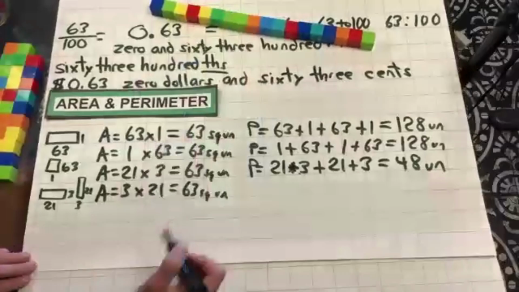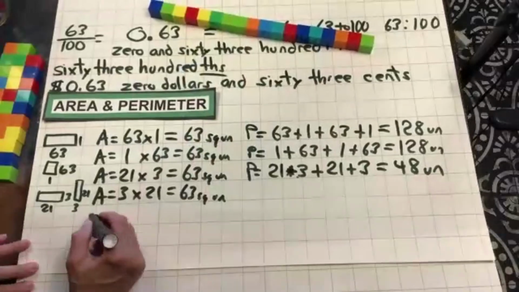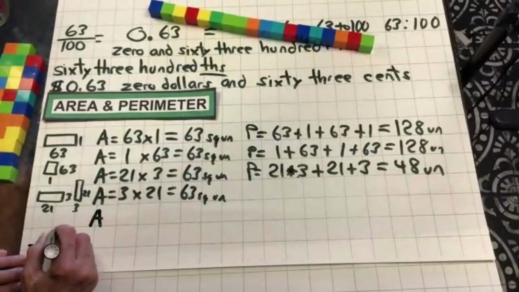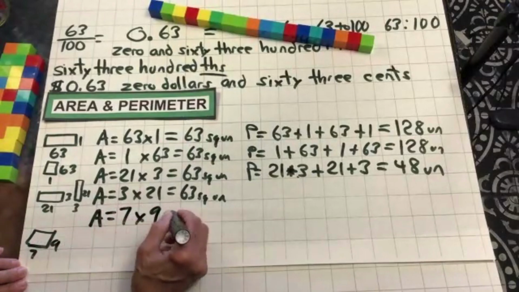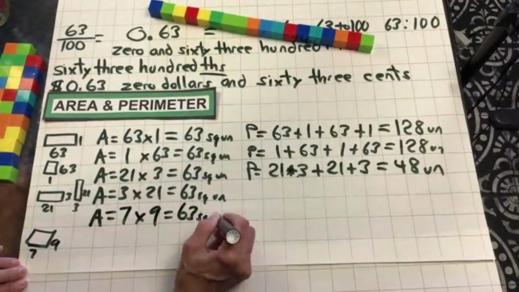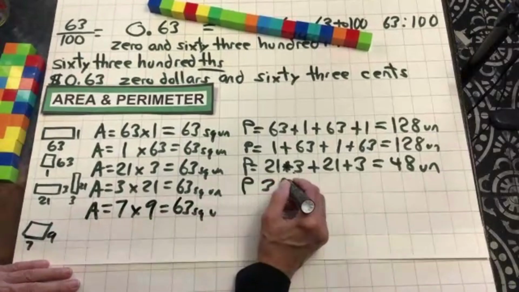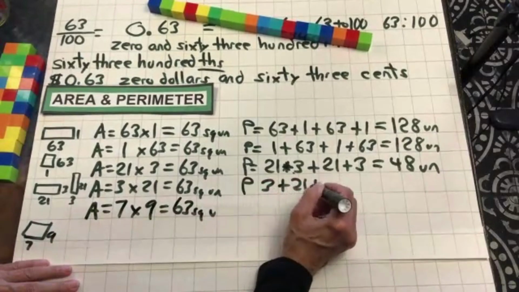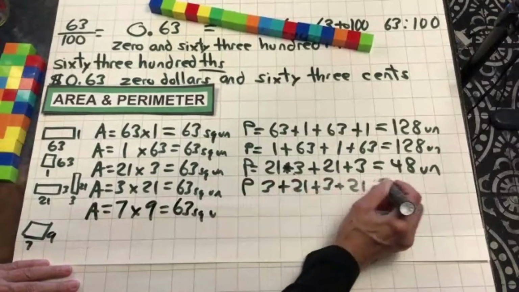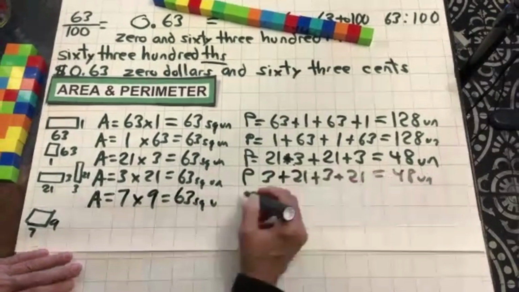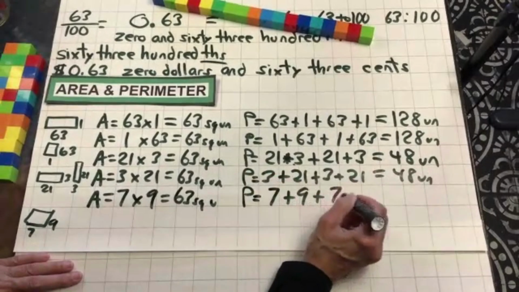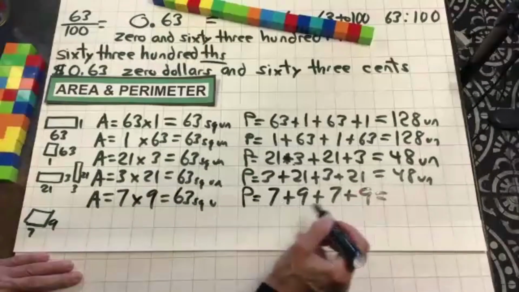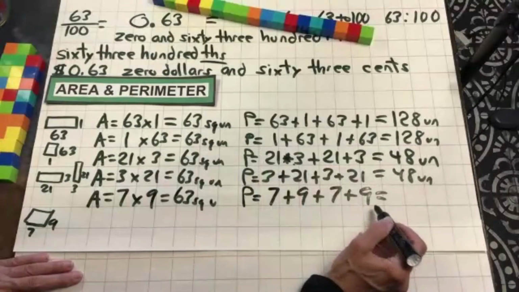So here we go. Let's do the next one, which would be 7 by 9. So we're going to do 7 times 9 equals 63. Now we're going to, oh, we forgot to do this one. All right, now our 7 by 9, here we go. 7 plus 9 plus 7 plus 9. We're just kind of listing them as we go around the shape.